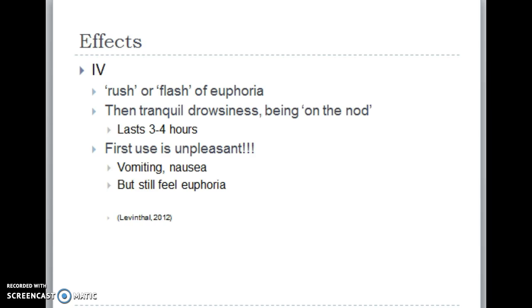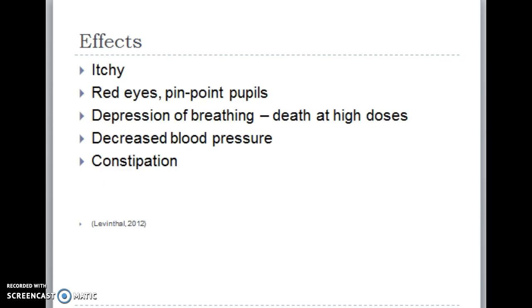But people who have never used heroin before and use it for the first time, it's a very unpleasant experience, a lot of vomiting, nausea, but you still have the sense of euphoria, which is an odd combination. So some other effects, so it can be itchy, red eyes and pinpoint pupils.